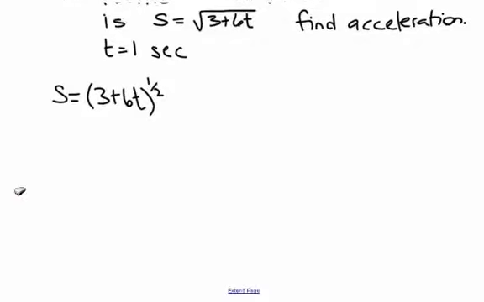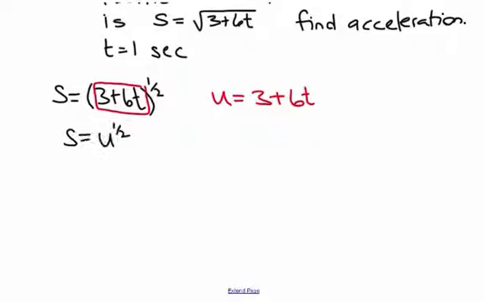So we're going to have to use the chain rule here, and what I'm going to do first is just rewrite this problem as 3 plus 6t to the 1/2 power. The reason I do that is because when I take a derivative, I need an exponent of some sort. I can't just take the derivative of a square root. So I rewrite the square root as a 1/2 power. And then the function inside of my square root, I'm going to let be u. So u equals 3 plus 6t.